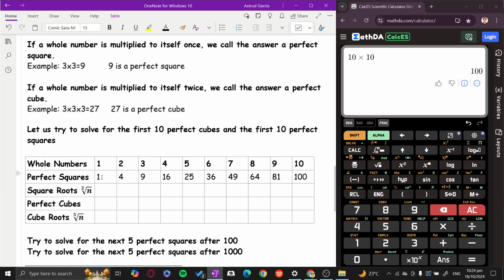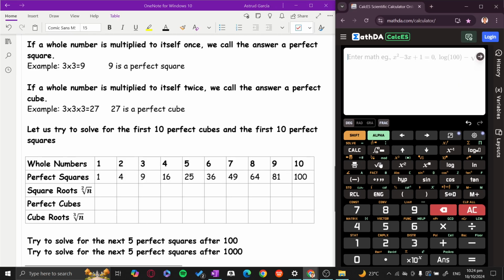So these numbers over here, 1, 4, 9, 16, 25, 36, 49, 64, 81, and 100, these are perfect squares that we got by multiplying these whole numbers by itself once. Now let us try to get the square root of these perfect squares. We do that by using our calculators. We use the square root of n. N in this case would be our perfect squares. So let's try the square root of 1. It's equal to 1.